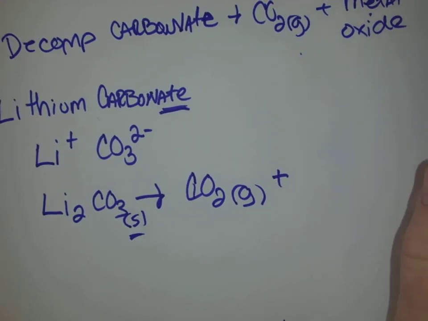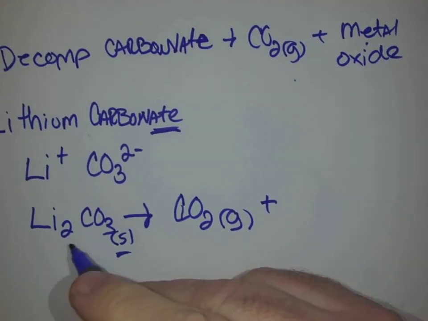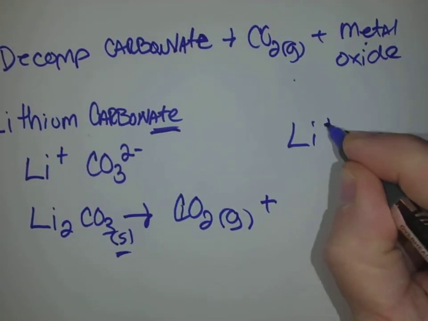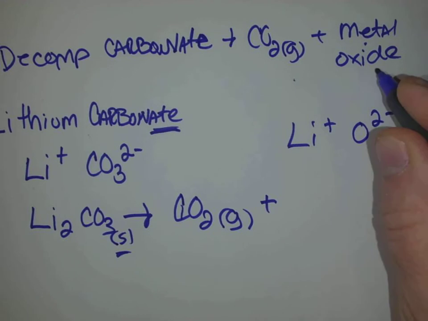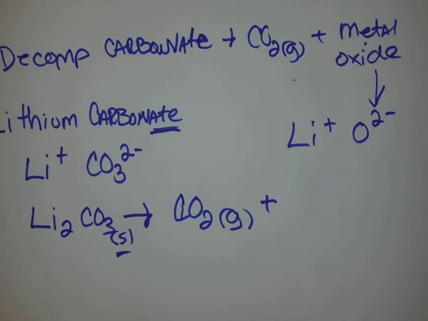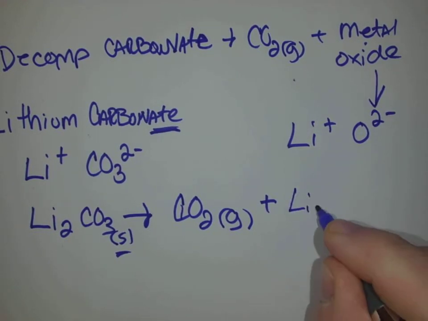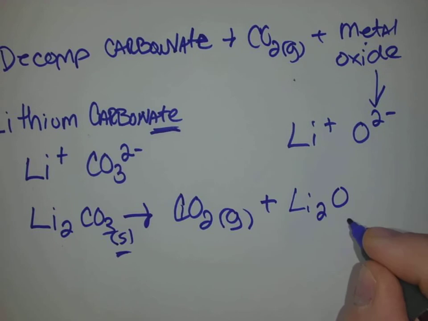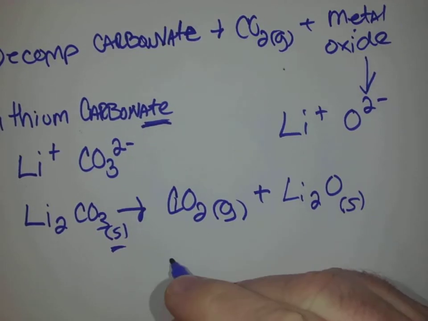My metal oxide: my metal is lithium, so lithium plus, and oxide is 2-, so Li2O, and this will be a solid. This one just happens to balance out already. You get 2 lithiums, 1 carbon, 3 oxygens, 2 + 1 is 3, and you're good to go. This is a non-redox reaction.